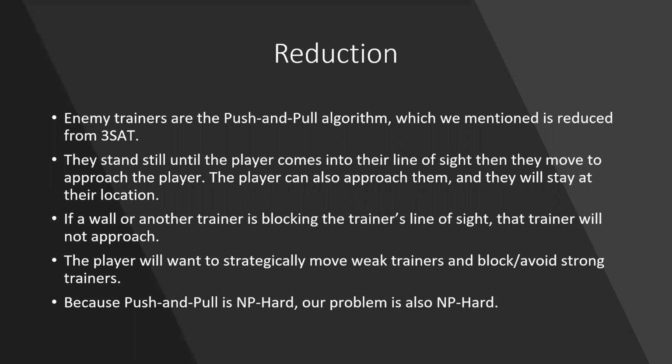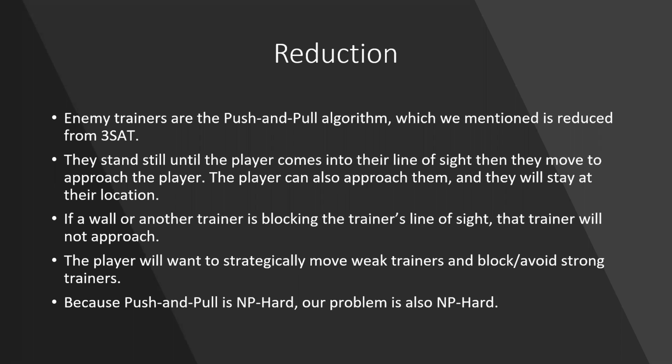So here's our reduction. Enemy trainers are the push and pull algorithm, which we mentioned is reduced from 3-SAT. Enemy trainers are going to stand still until the player comes into their line of sight. Then they're going to move to approach the player. The player can also approach them from the side or from behind, and they will stay at their location. If a wall or another trainer is blocking the trainer's line of sight, that trainer will not approach.